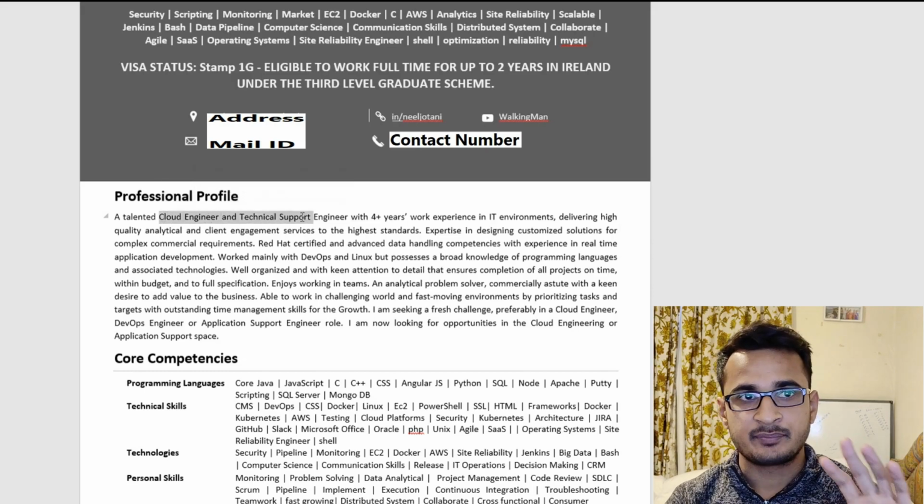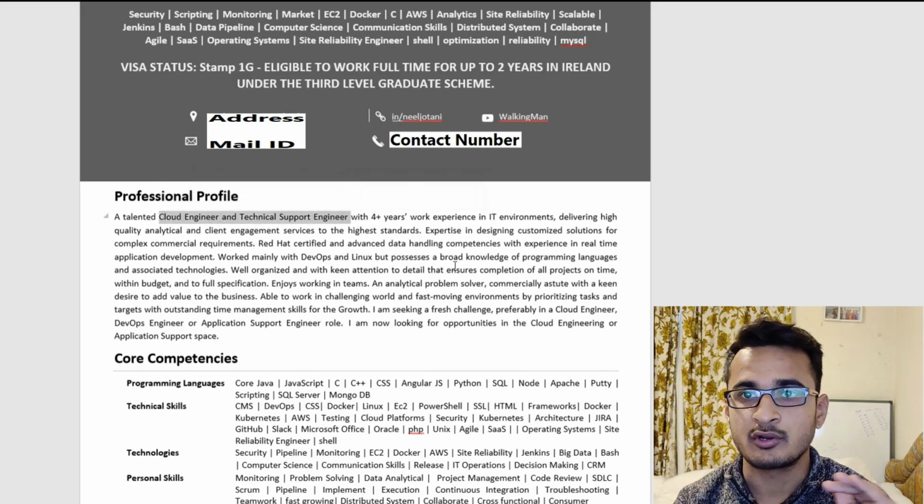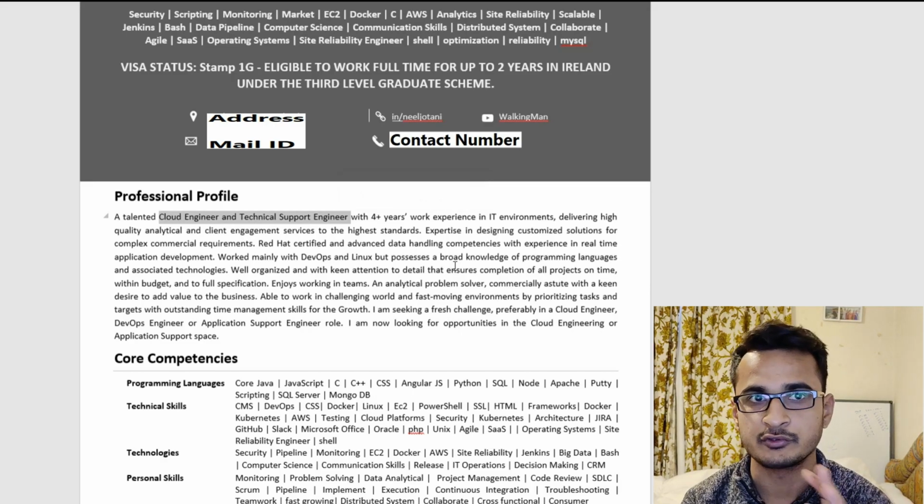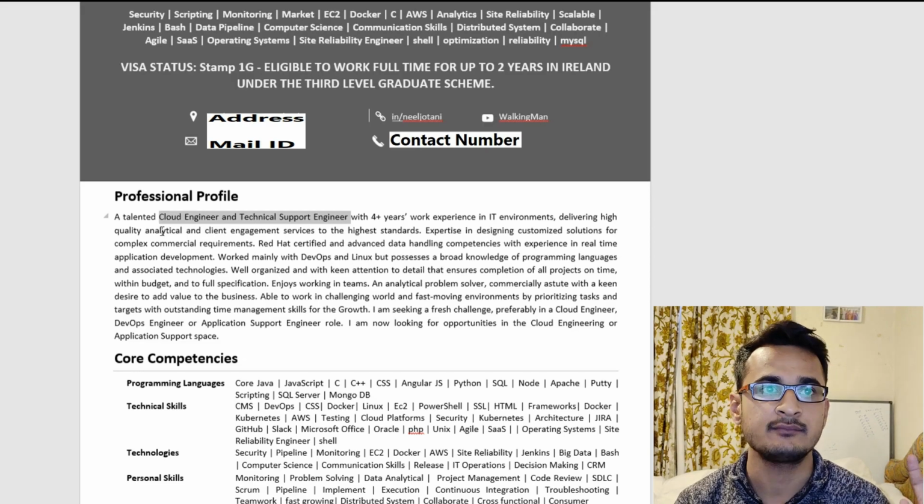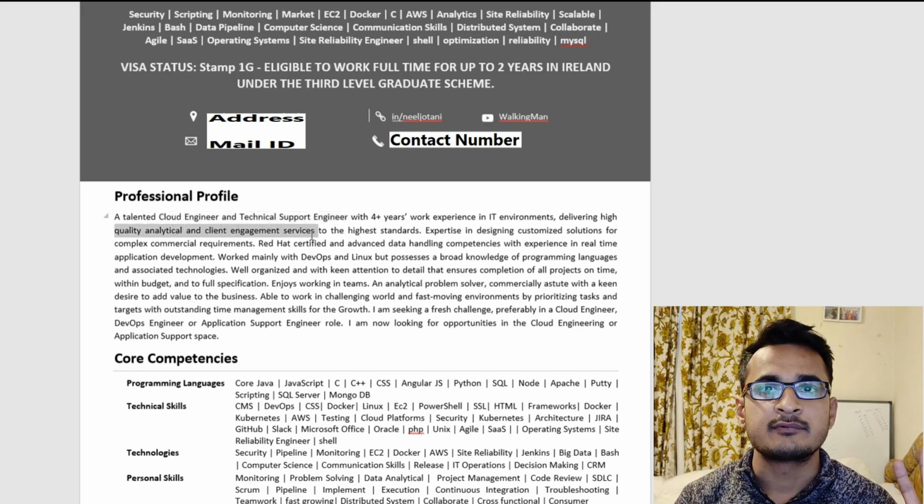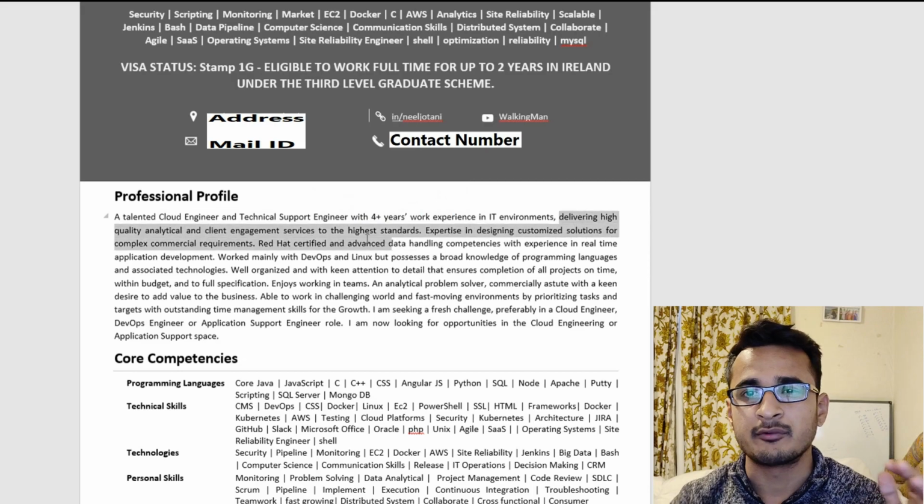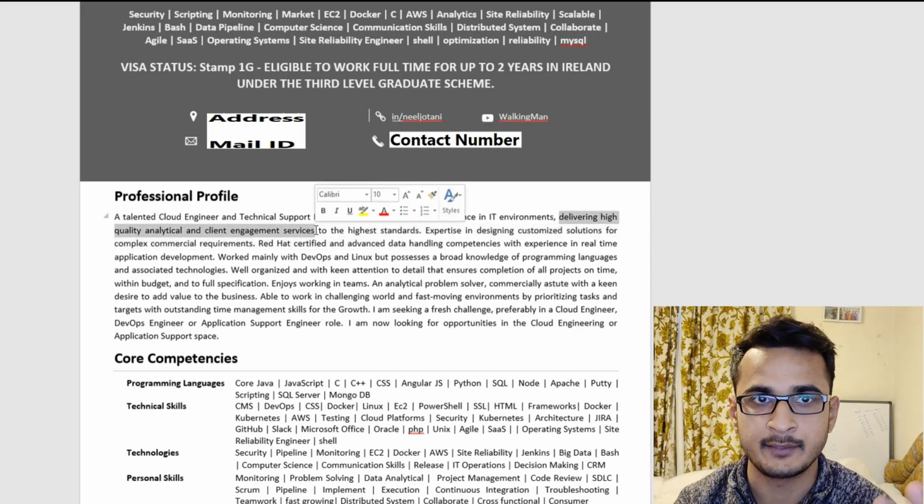You already have written over here that I have cloud engineer and technical support engineer. It means that you are looking for a job which is in technical terms. So you don't need to again tell them that I'm looking for this and that in technical terms. Use some terms that are from a business perspective, which is effective.